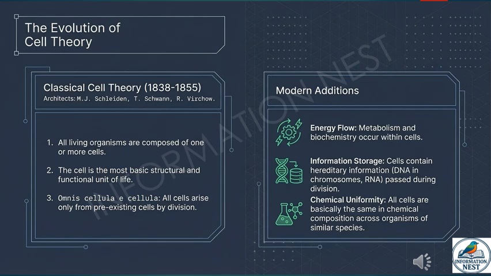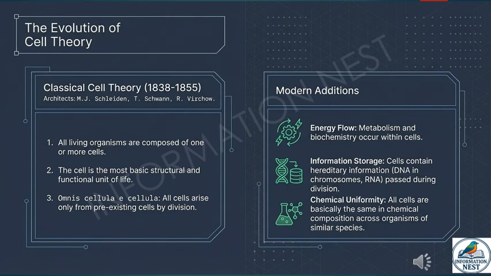No magic, just division. Think of the left side as cell theory. It's a basic operating system. Everything is cells. Cells are the base. Cells make more cells. Simple, right? But then we got the modern update. Now we know cells have information storage, basically a biological hard drive called DNA. They have energy flow, which means your cells are constantly doing chores, that is metabolism, just to stay powered up. And chemical uniformity means that deep down a blade of grass and your left toe are using the same chemical recipes. We are all running on the same software.